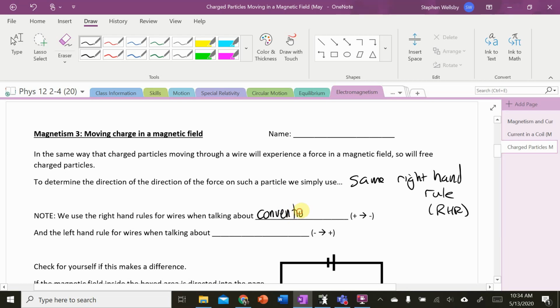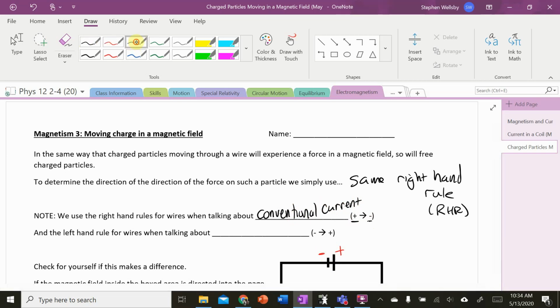Remember that conventional current is looking at a circuit and thinking of it as a positive charge that's moving around a circuit, going from positive to negative. And just remember, on a battery or cell, positive is the longer end of the battery and negative is the shorter end.